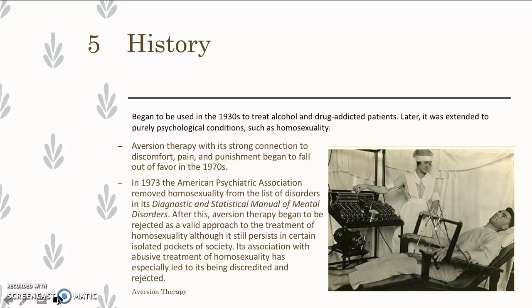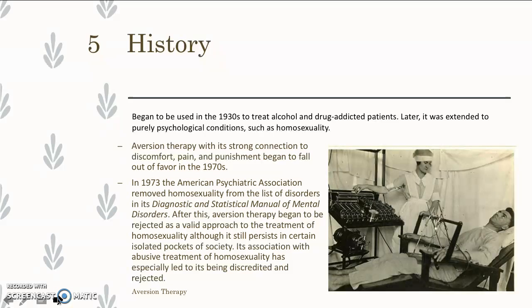It began to be used in the 1930s to treat alcohol and drug-addicted patients. Later, it was extended to purely psychological conditions, such as homosexuality. Aversion therapy has a strong connection to discomfort, pain, and punishment, and for that reason began to fall out of favor in the 1970s. In 1973, the American Psychiatric Association removed homosexuality from the list of disorders in its Diagnostic and Statistical Manual of Mental Disorders.